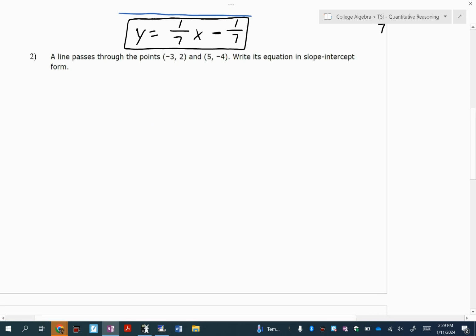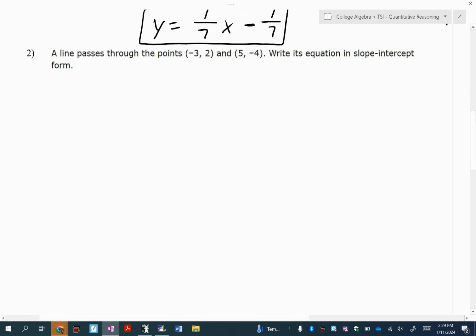Here we go. We have a line that passes through 2 points. All right? And it says to write the equation of this line in slope-intercept form. I'm going to use point-slope form. So I need to have a point and a slope.